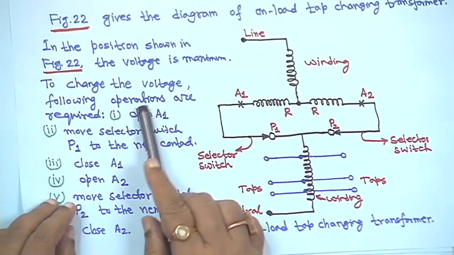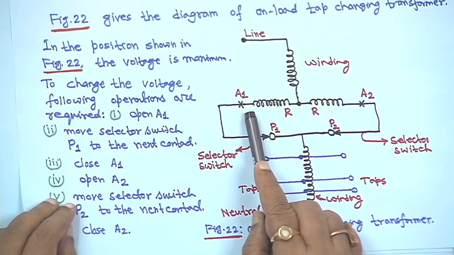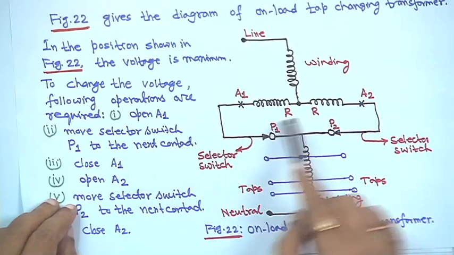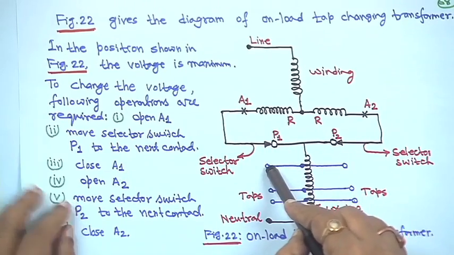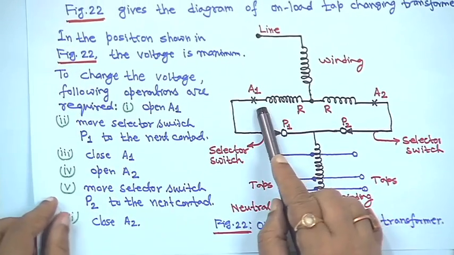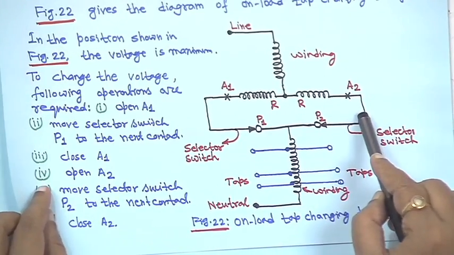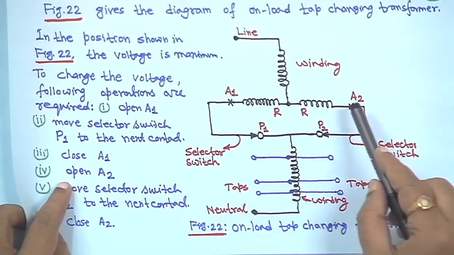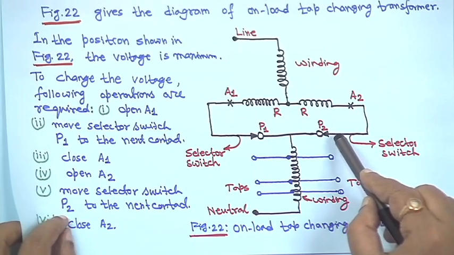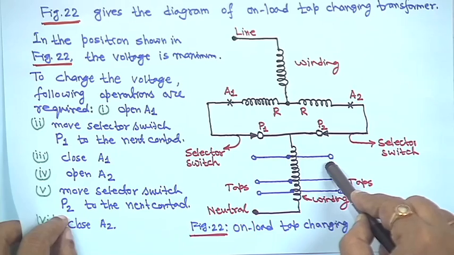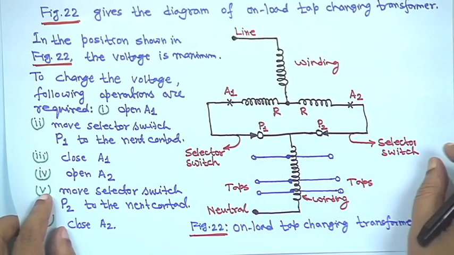That is why, to change the value, the following operations are required. One, open A1. Move selector switch P1 to the next contact, that means from here to here, from here to here, and then again you close A1. Similarly, from this side also, open A2, a similar operation. Once A2 is open, move the selector switch to the next contact, bring it here, and again close A2. This way your voltage level will change.